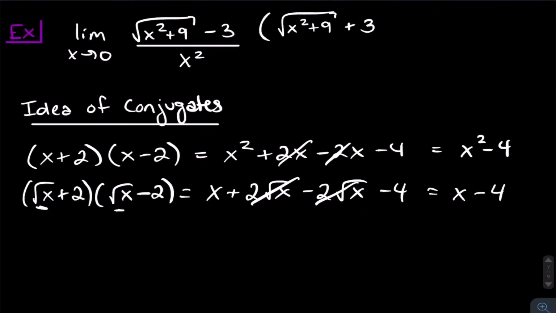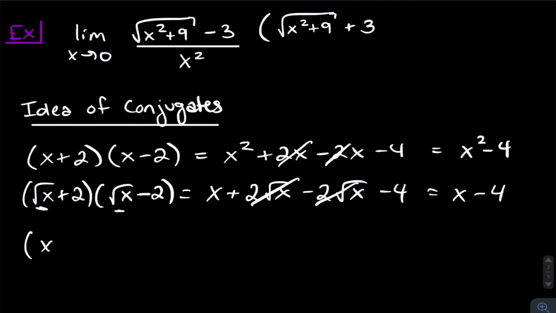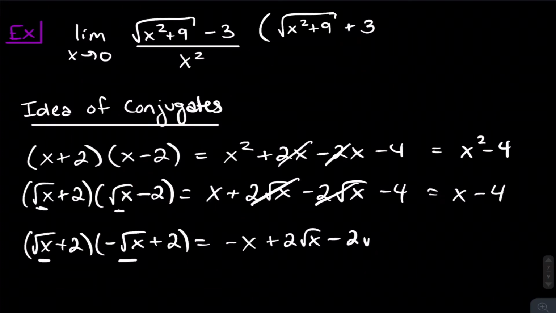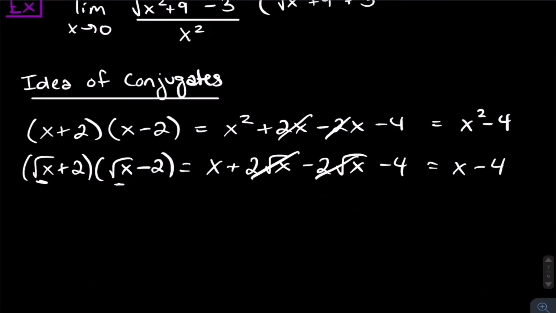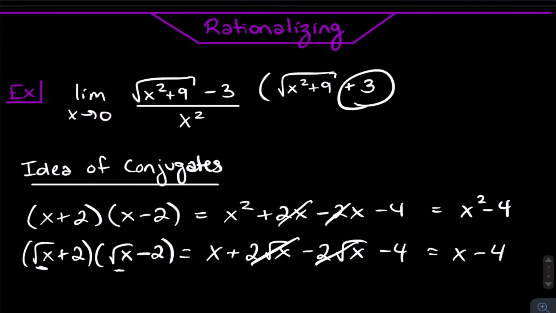By the way, I don't think it matters if, instead of radical x plus 2 and radical x minus 2, you did minus radical x plus 2. You still end up with the same results. Here you would get a negative x, and you would still get rid of the middle terms. You would get a plus 2 radical x and a minus 2 radical x, and then a plus 4. So now you just end up with a negative x plus 4, but the middle terms are still gone. These two things are still conjugates of each other, but what we generally do is do it this way.